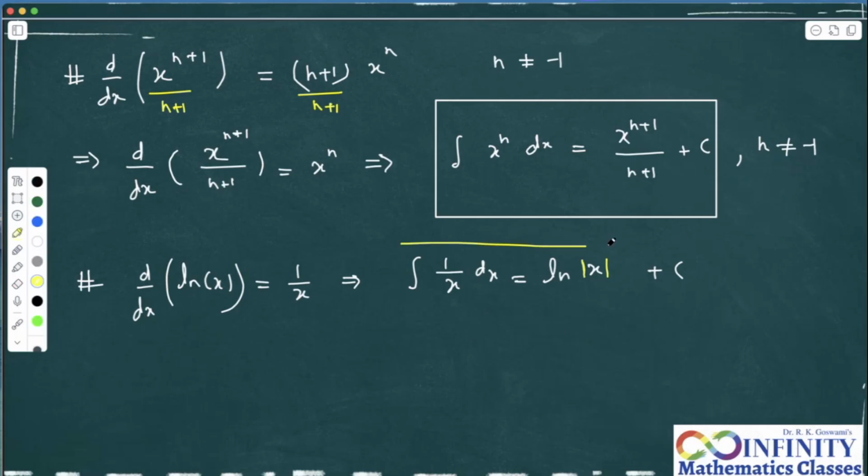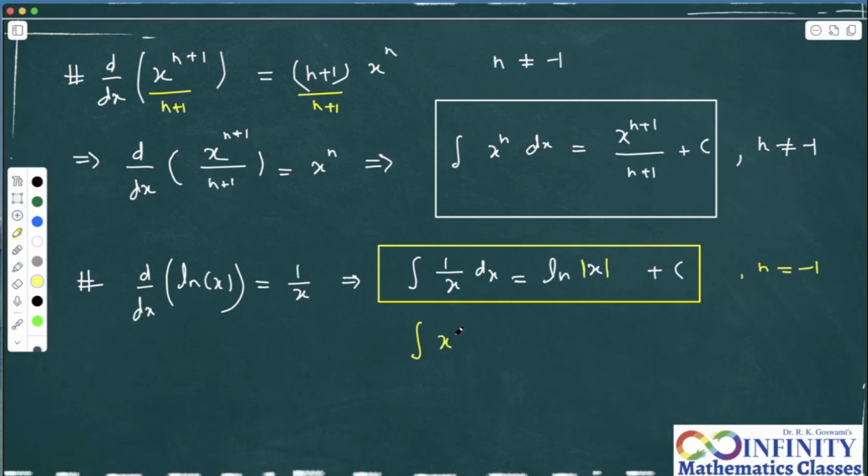So this expression is covering the condition where n is minus 1. I can rewrite the same expression as integral of x exponent minus 1 dx, which corresponds to n equals minus 1. The answer is going to be ln mod x plus c. So now you have completed two important formulas. Whenever I ask you the integration of x power n, you will tell me it is x power n plus 1 divided by n plus 1. And whenever it is x power minus 1 or 1 over x, you will tell me it is ln mod x. Do you agree? Yes, perfectly okay.